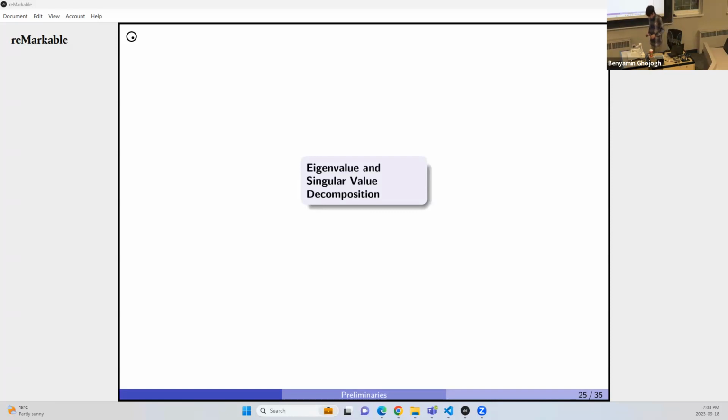Okay, hi everyone. Let's continue where we stopped. Last session, we covered the introduction to the course and some of the preliminaries. We came until here, eigenvalue and singular value decomposition. Let's go over this a bit, and then after these preliminaries, we'll go to one neuron only. We start with one neuron.